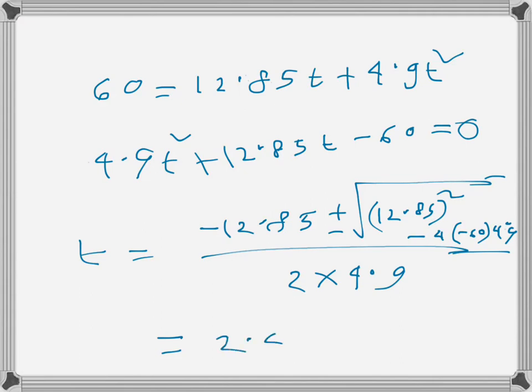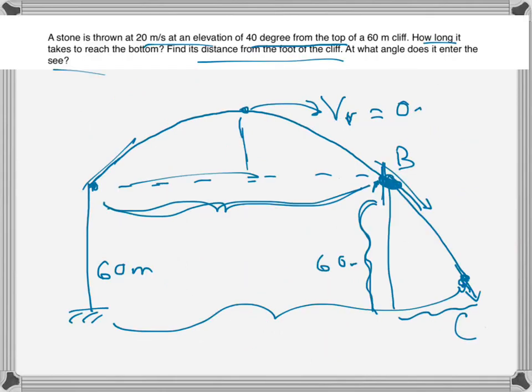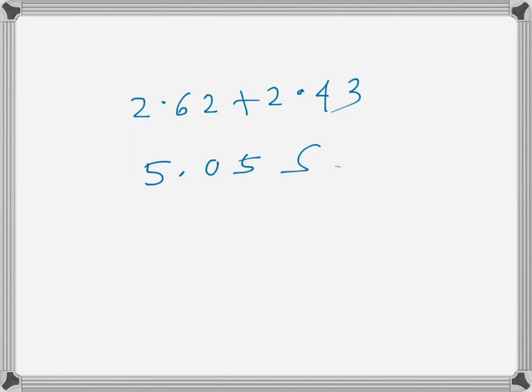It is 2.43 seconds. So that's the time it takes to reach C, the ground level, from B. So our total time from A to C will be 2.62 plus 2.43, which is 5.05 seconds. So that we know now.